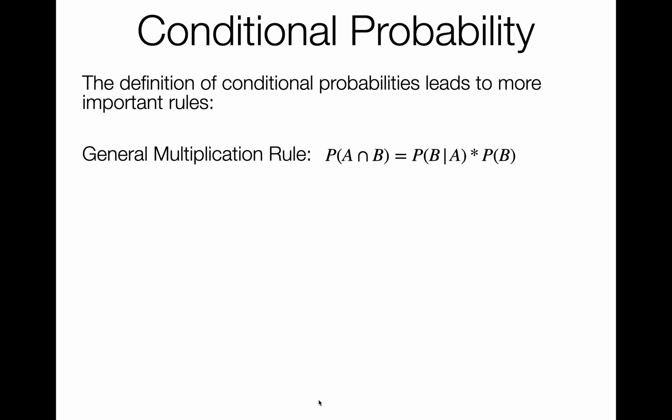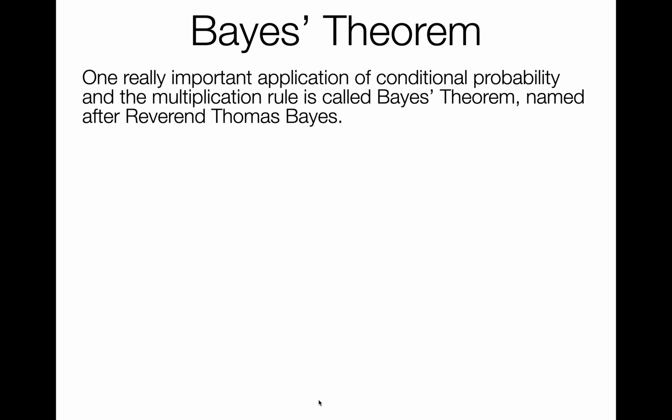Okay? And because of the intersection, it can also be flipped around, that A given B times the probability of B is also the probability of the intersection. Okay? And so these rules here are used a lot in different circumstances. All right? And so that's where we're going to stop for this video. In the next video, we're going to pick up with something very important called Bayes' theorem.